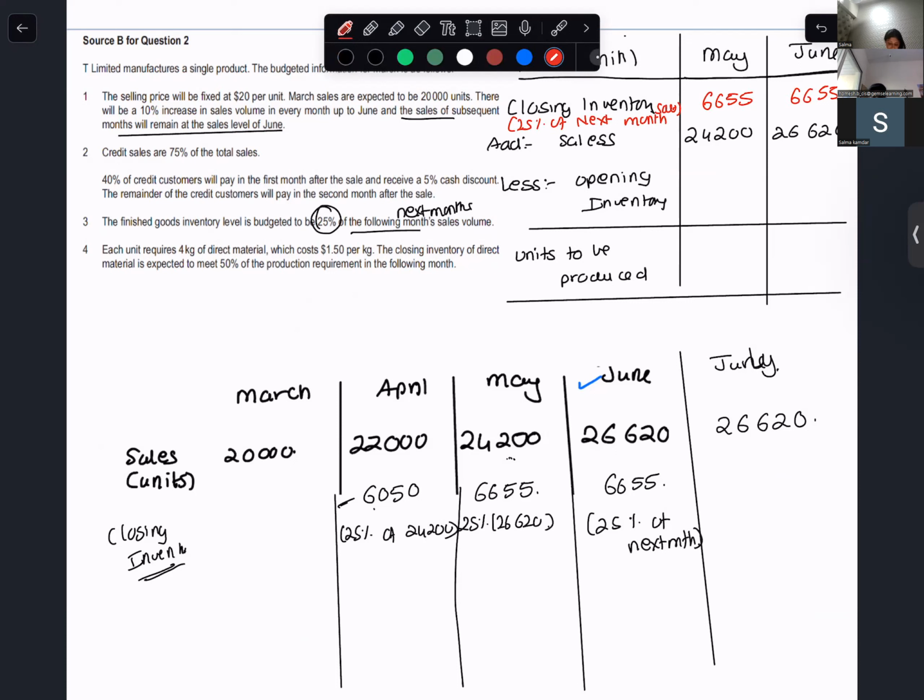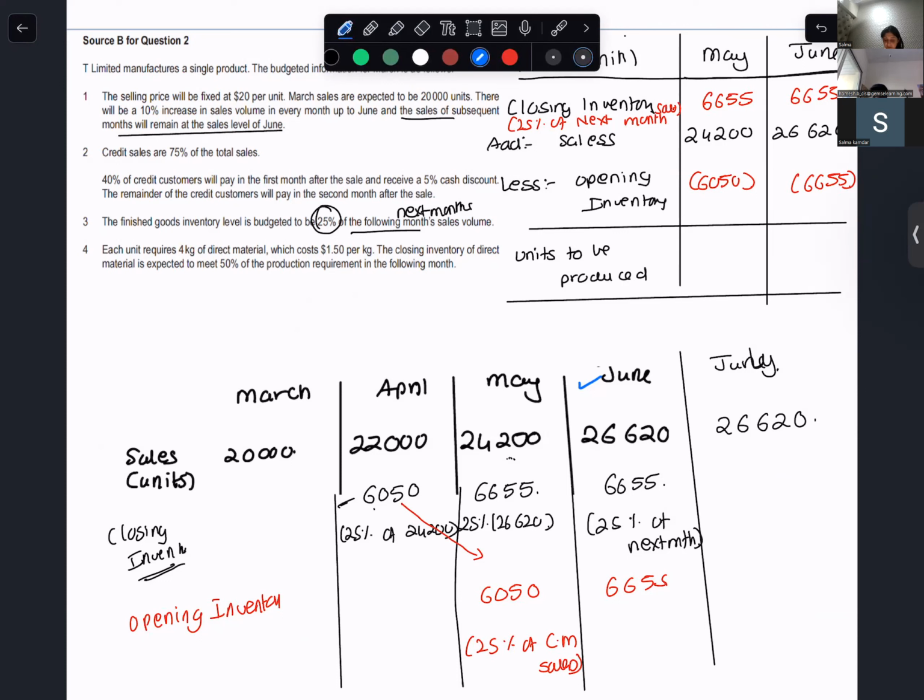Now opening inventory. Closing of last month would be the opening of current month. So closing of this will be opening of this: 6050, and this would be 6655. Suppose if you don't have information, when you take the opening inventory, you can also take it as 25% of current month sales. So opening inventory is 6050 and 6655. So what are the units to be produced? 24,805 and 26,620.